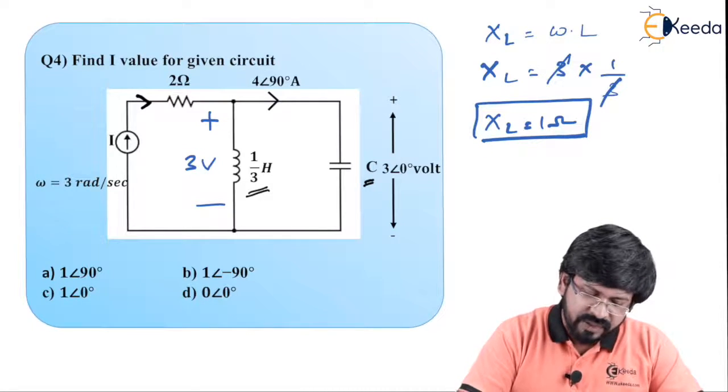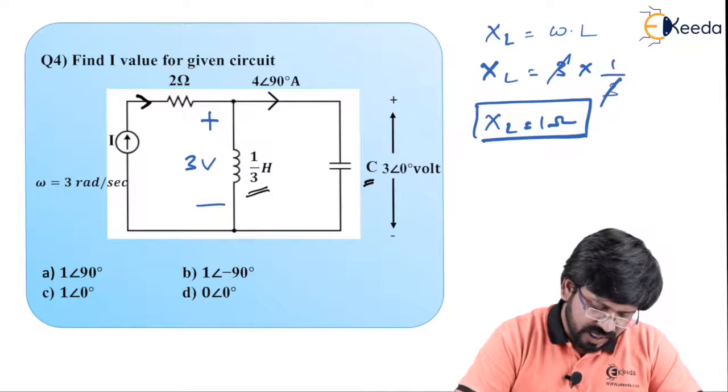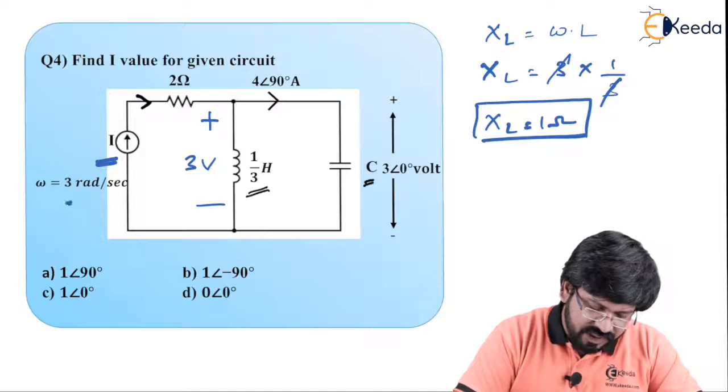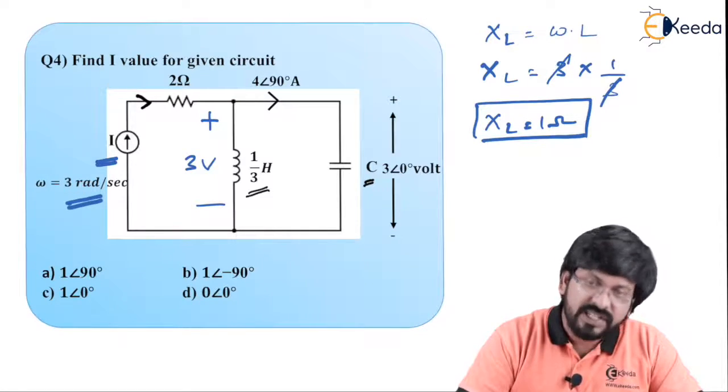I'm sure you understand that. XL is nothing but inductive reactance, which is given by omega into L. Omega stands for operating frequency. As you can see, the current which is supplied, that is operating current, is having frequency as 3 radians per second. So I can substitute that. In a way, I got XL value. Let's see what we can do now.